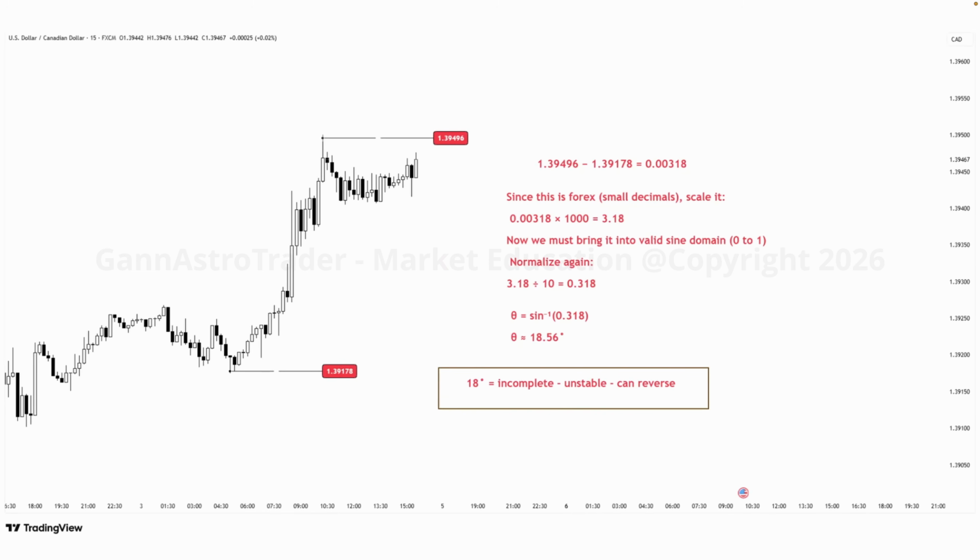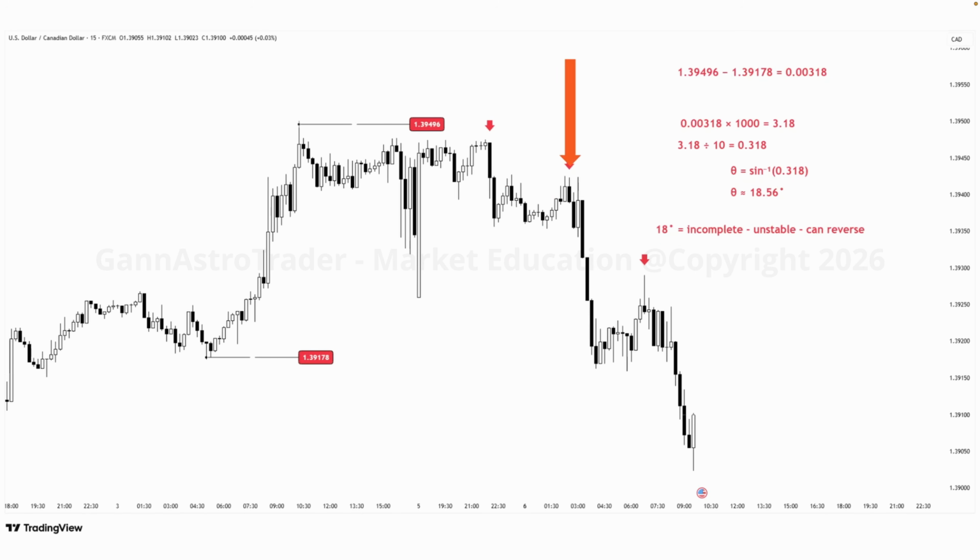The calculated angle falls into an early stage of the cycle. This means the movement has initiated but has not yet developed into a complete structure. At this stage, the market is still forming direction, not confirming it. This is a phase where expansion is possible, but not guaranteed. As price approaches this phase, we observe how it behaves rather than assuming continuation.